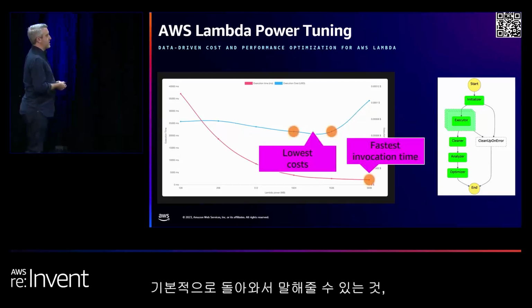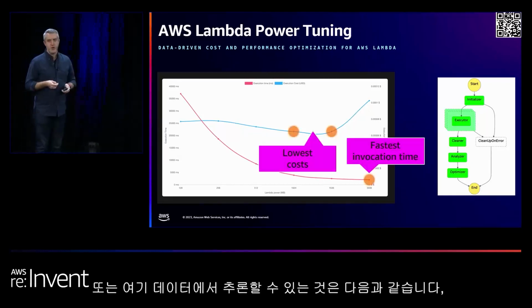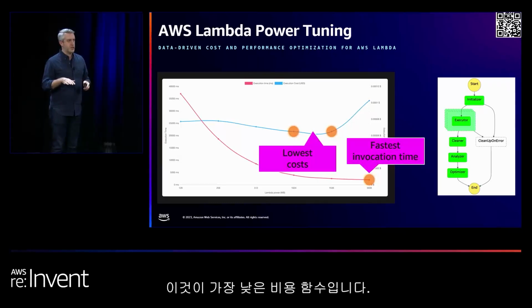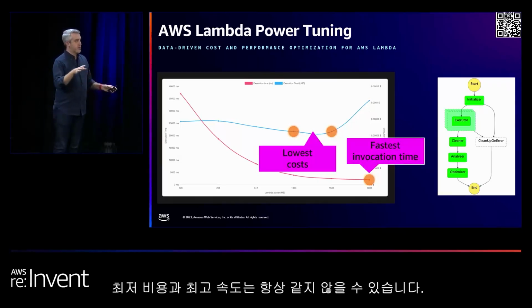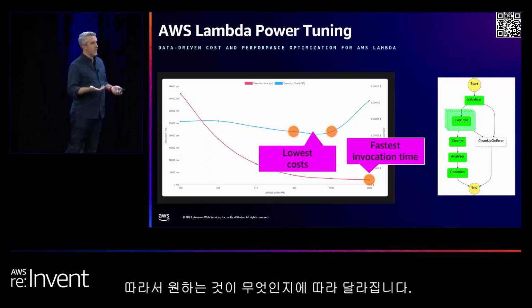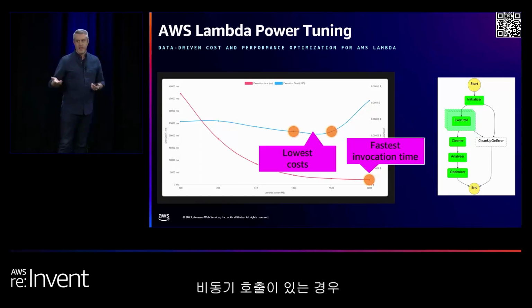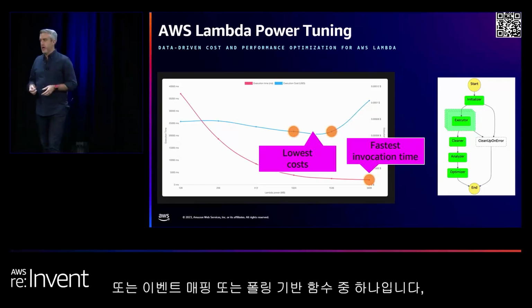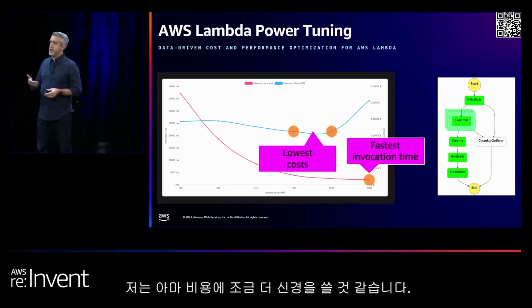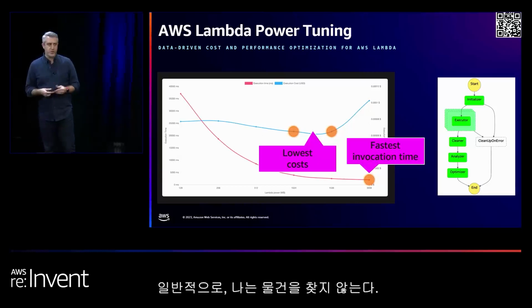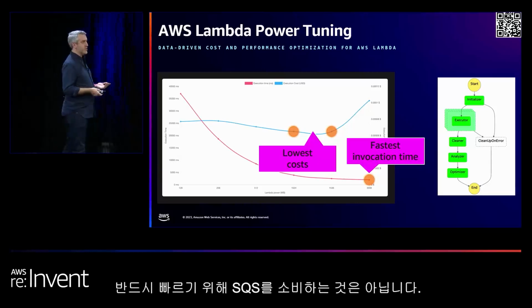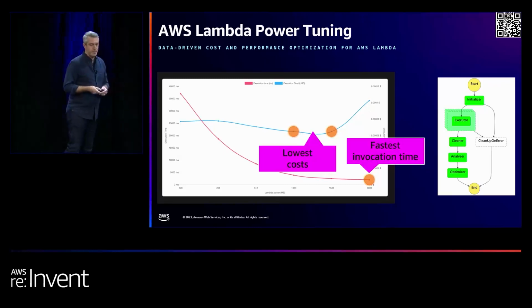So we see here in this diagram that I've got a number of different memory configurations that it's testing. What it can come back and tell me, or I can deduce from the data here, is this is the lowest cost function, this is the fastest function. The lowest cost and the fastest may not always be the same, and so it depends on what you're looking for. If I have a synchronous invocation, I probably care a lot more about performance. If I have an asynchronous invocation or one of the event mapping or pull-based functions, I probably care a little bit more about cost.